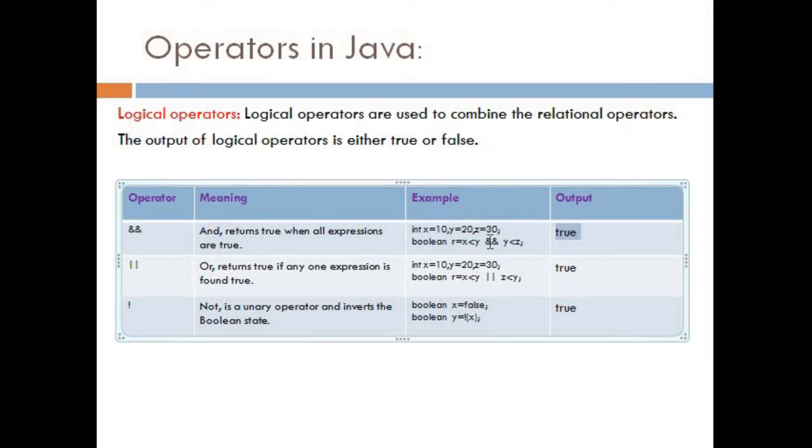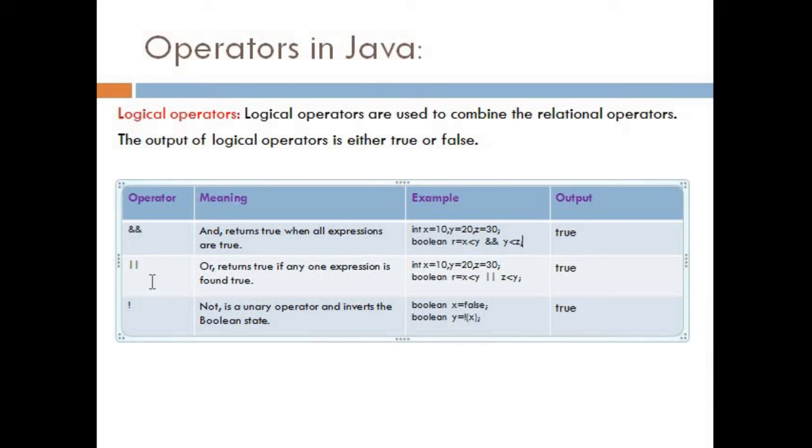But that case won't happen because in the current scenario x less than y holds true, because 10 is less than 20, and y less than z also holds true, because 20 is less than 30. So true and true returns true. That's why in the output I can see the value true, and this value shall get stored in the variable called r.